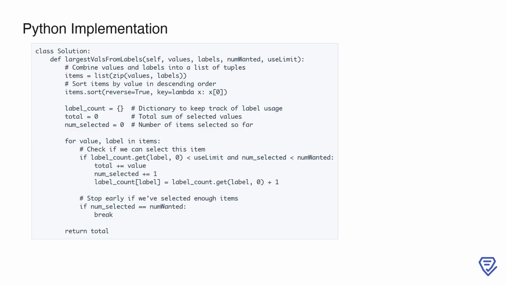The core loop iterates over the sorted items. For each item, we check if the label can still be used, i.e., its usage count is less than use_limit, and whether we still need more items to meet the num_wanted constraint. If both conditions are satisfied, we add the item's value to total, increment the number of selected items, and update the label's usage count in the dictionary. Finally, we include an early exit condition to stop the loop as soon as we've selected the required number of items, num_wanted. This ensures efficiency by avoiding unnecessary iterations.